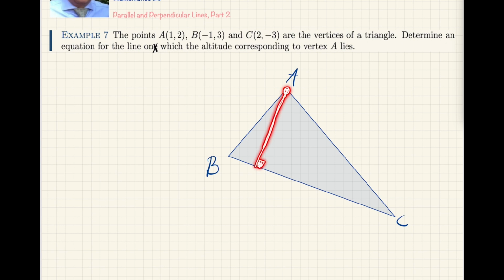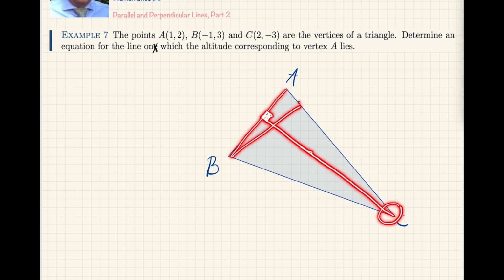This is one of the altitudes corresponding to vertex A. You can have an altitude corresponding to vertex C, for example. You have to draw a line from C to its opposite side and perpendicular to this. This is also an altitude of the triangle, but that's an altitude corresponding to C. You can also have an altitude corresponding to B. So there are 3 altitudes.